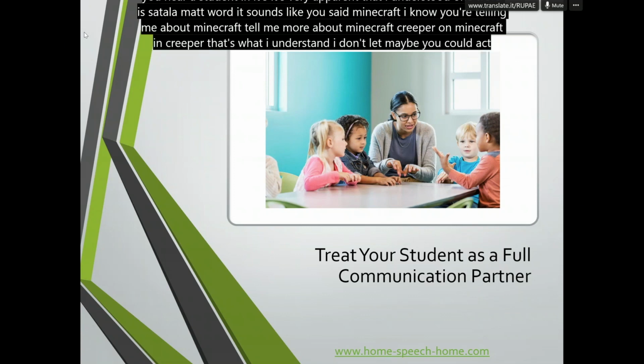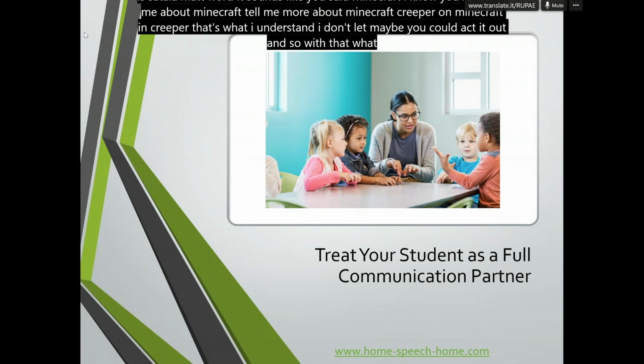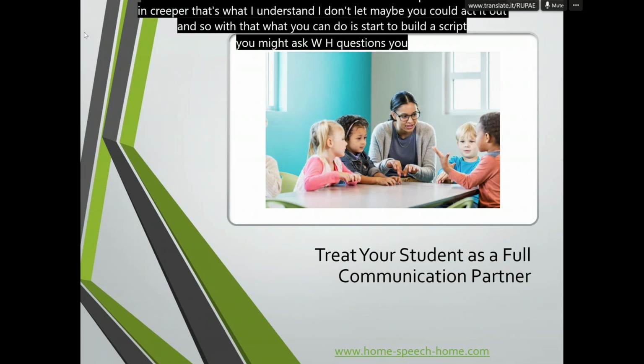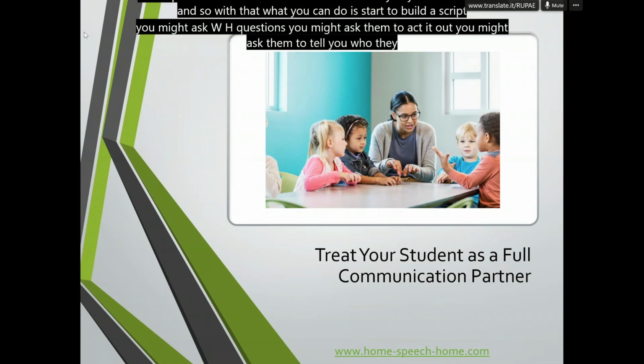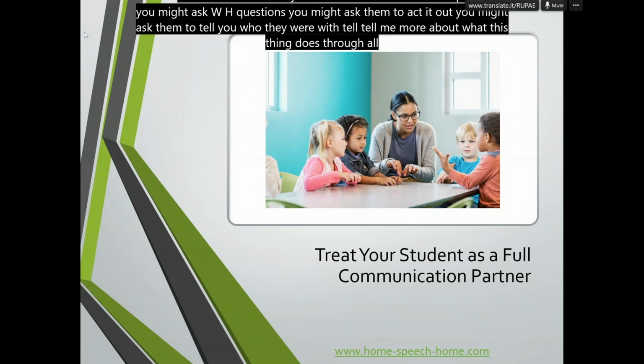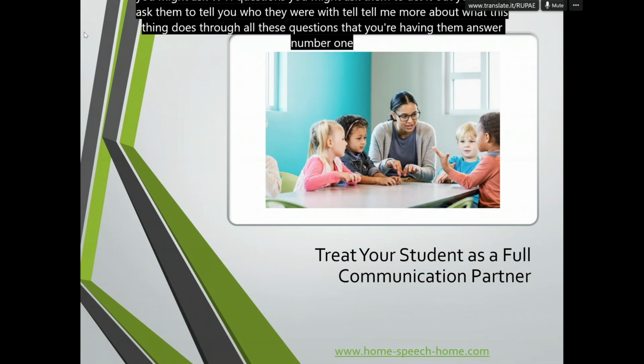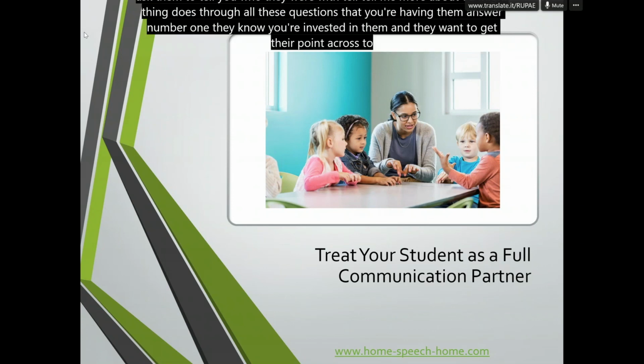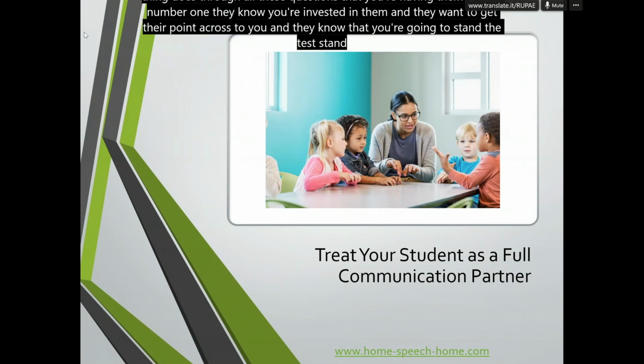And so with that, what you can do is start to build a script. You might ask WH questions. You might ask them to act it out. You might ask them to tell you who they were with. Tell me more about what this thing does. Through all these questions that you're having them answer, number one, they know you're invested in them and they want to get their point across to you, and they know that you're going to stand there and go through the time to help them to get their point across.